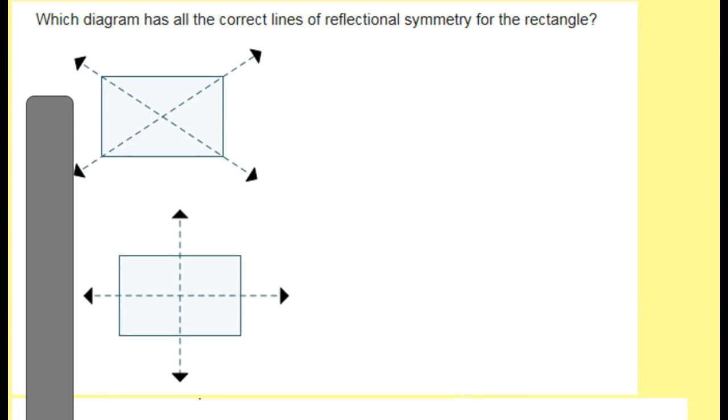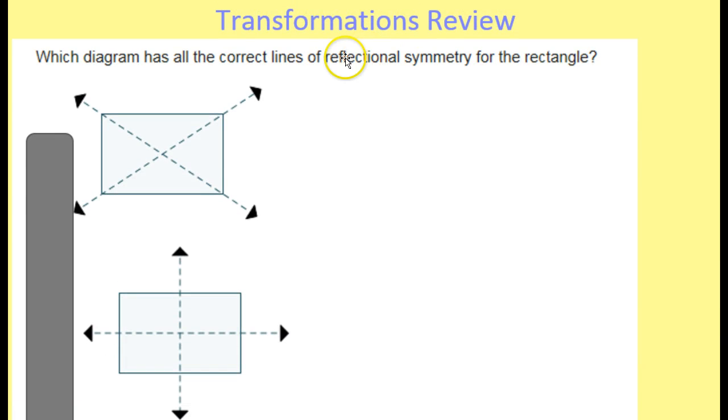Very important. Alright, which diagram has all the correct lines of reflectional symmetry for the rectangle? So a good way to picture this is imagine folding this rectangle along these lines. If these dotted lines are really symmetry lines, if you fold the rectangle, it should match perfectly.